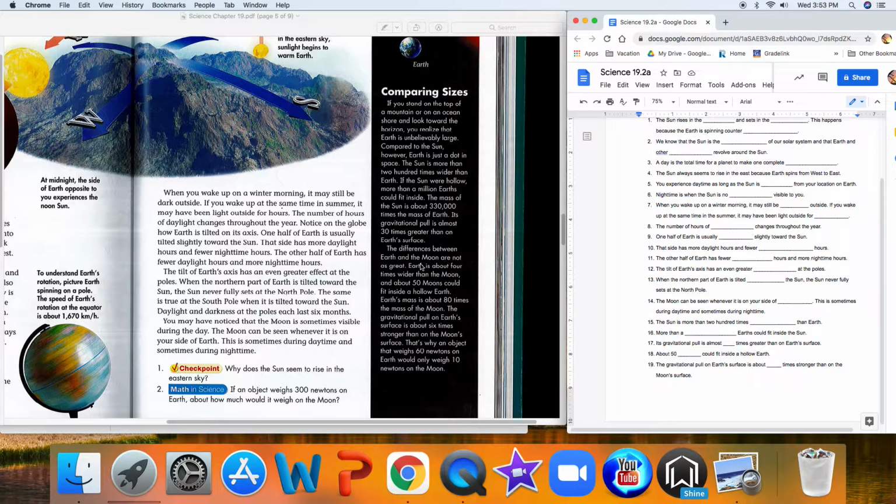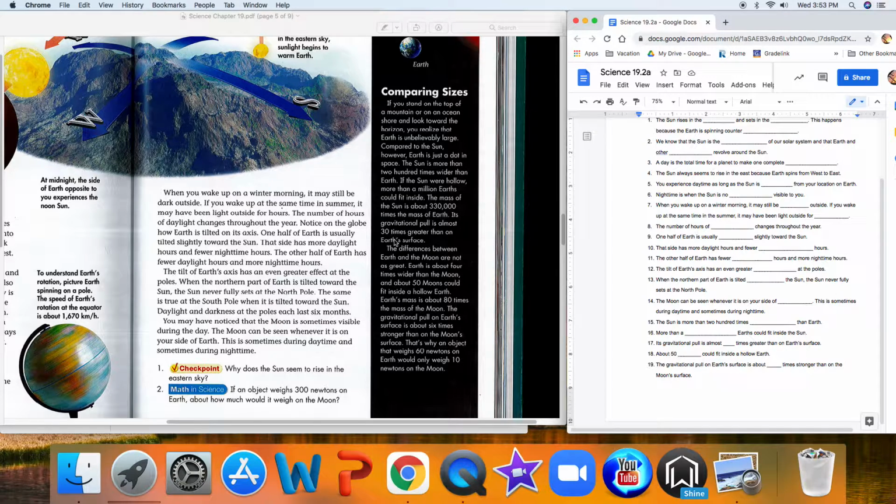The difference between the Earth and the moon is not quite as crazy. Earth is about 4 times as wide as the moon, so about 50 moons could fit inside a hollow Earth. The mass is about 80 times the mass of the moon, which makes the gravitational pull of Earth about 6 times stronger than the moon. That's why an object that weighs 60 newtons on Earth would only weigh 10 on the moon. So you divide by 6 when you go to the moon, you multiply by 30 when you go to the sun.